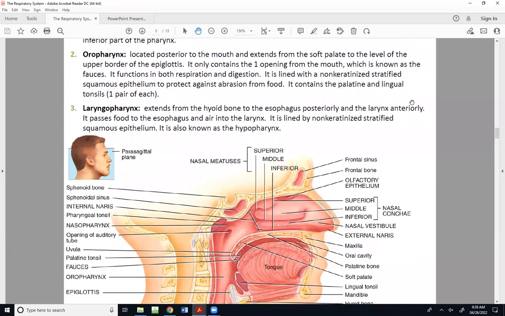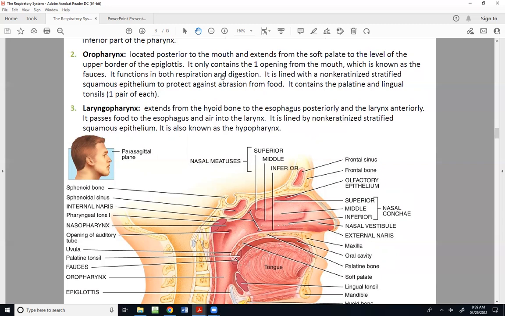The nasopharynx, unless you are a weirdo that ingests your food or your liquids by snorting it, strictly functions in breathing, respiration, whereas in the oropharynx, we swallow through our mouth. We can also breathe through our mouth. So the oropharynx functions in both respiration and digestion.